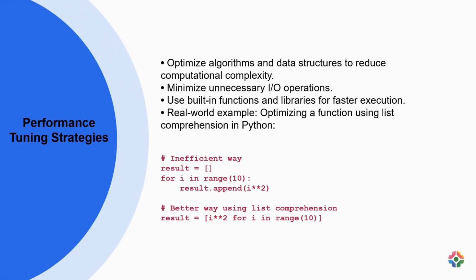To improve computational efficiency, it is crucial to optimize algorithms and data structures by reducing their complexity. Unnecessary I/O operations should be minimized to enhance performance. Leveraging built-in functions and libraries can expedite execution. For instance, in Python, optimizing a function can be achieved by employing list comprehension instead of traditional looping structures. This replacement streamlines the code, making it more concise and efficient.